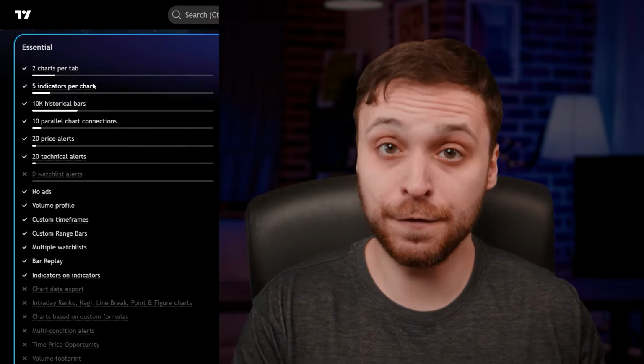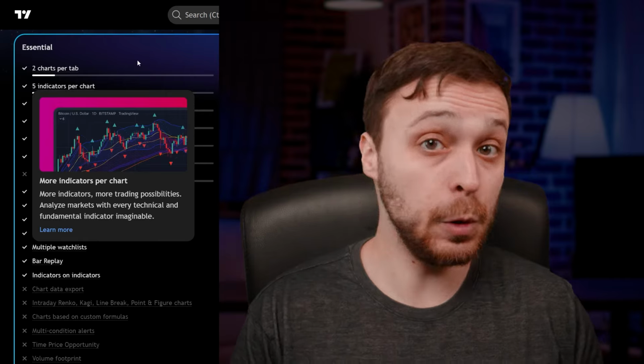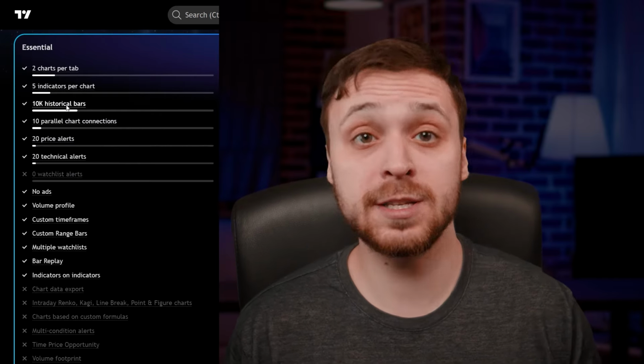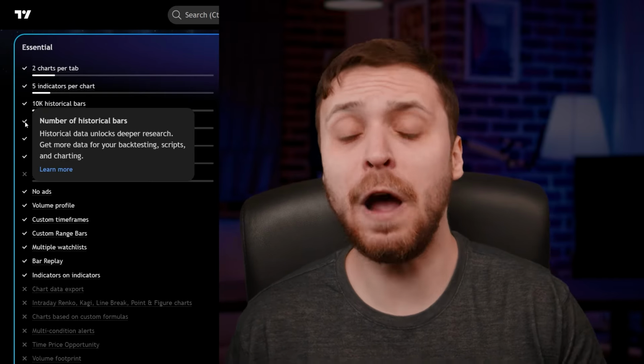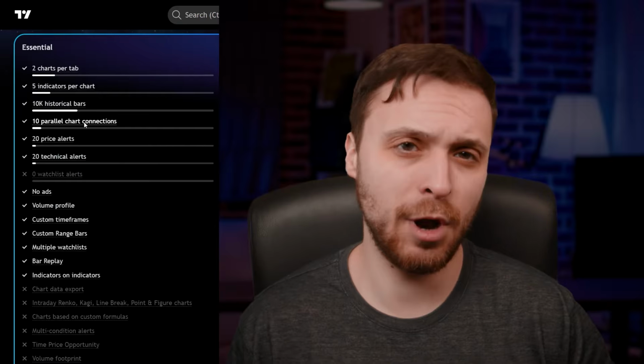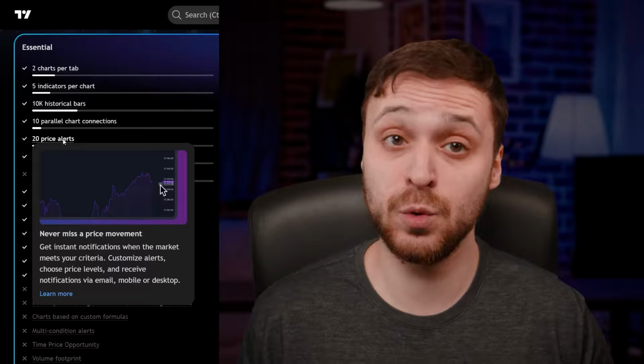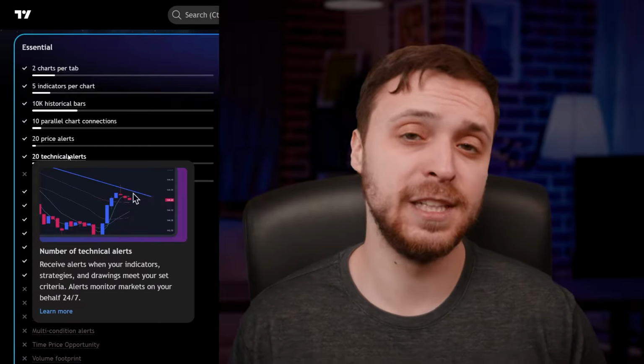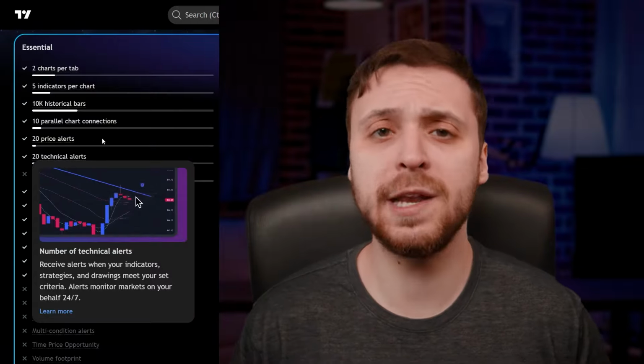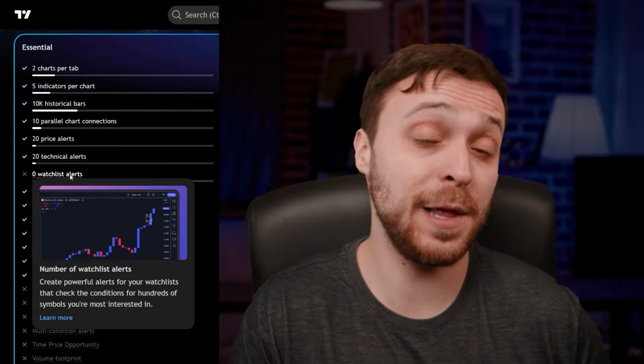TradingView Essential Plan is where the platform stops being just a free chart viewer. It's one step above. You lose the ads, you can open 2 charts side by side in one tab, use up to 5 indicators on each, and set about 20 price alerts. For a casual trader, a hobbyist, or someone who trades a few times a week, this is a massive step up. It gives you enough room to perform real analysis on a couple of key stocks without feeling choked.